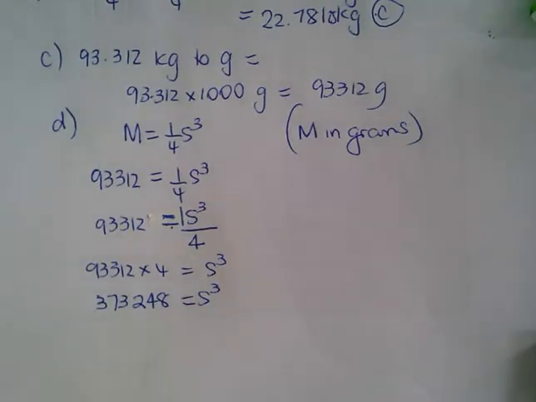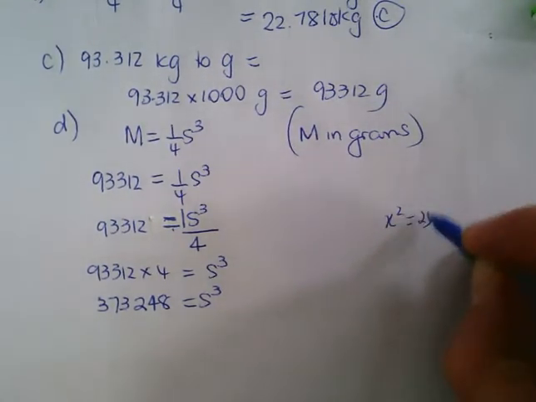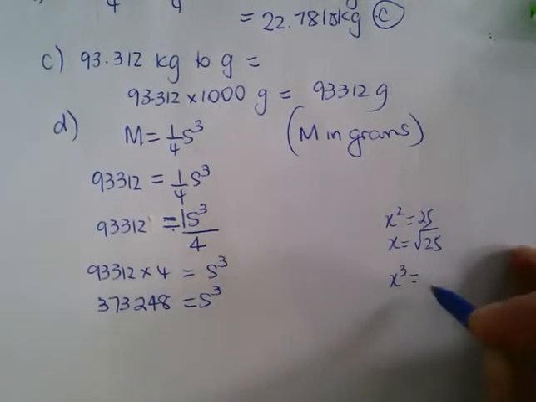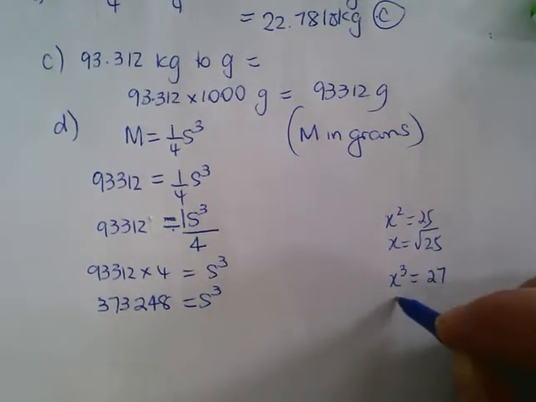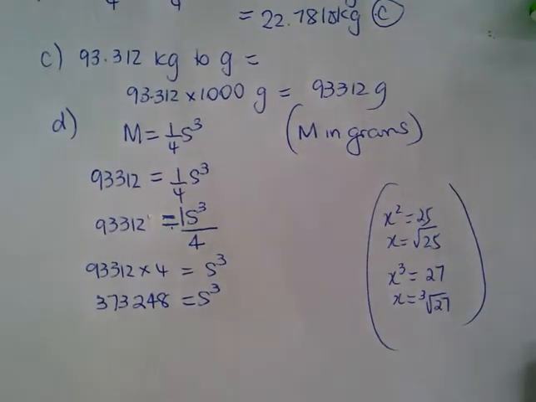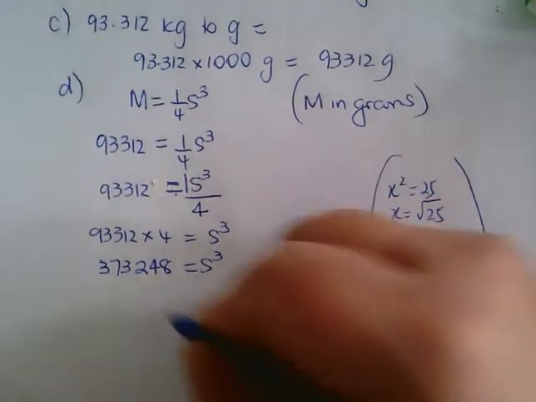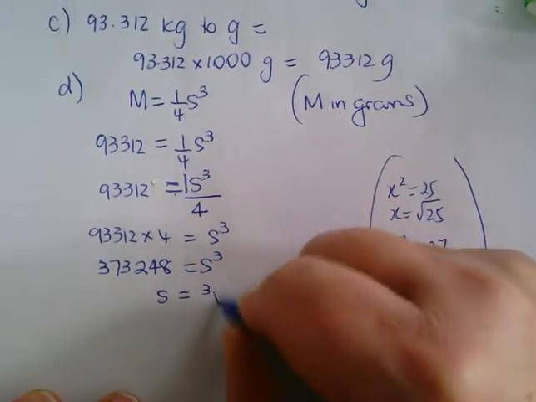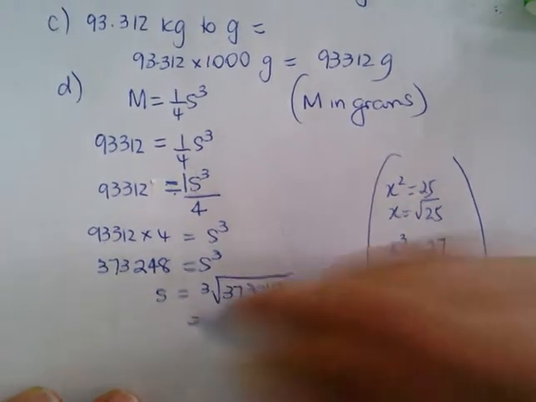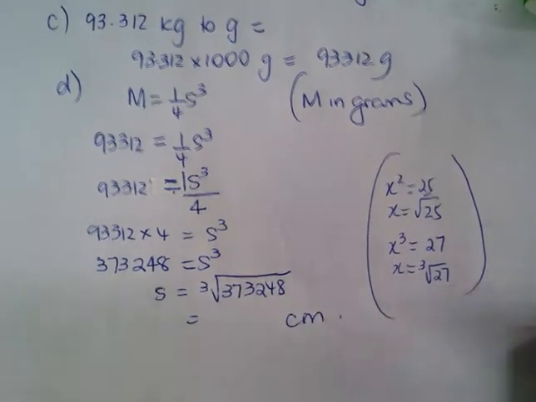All right, what is the inverse operation of cubing? What's the inverse operation of squaring? If I give you x squared is 25, x is the square root of 25. If I give you x cubed is 27, x is the cube root of 27. So the inverse operation of cube is cube root. So S is the cube root of 373,248. And that will give you the answer in centimetres.